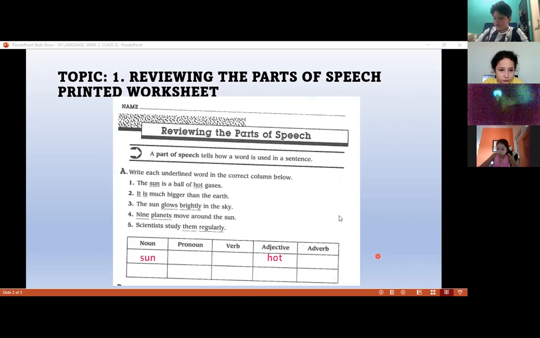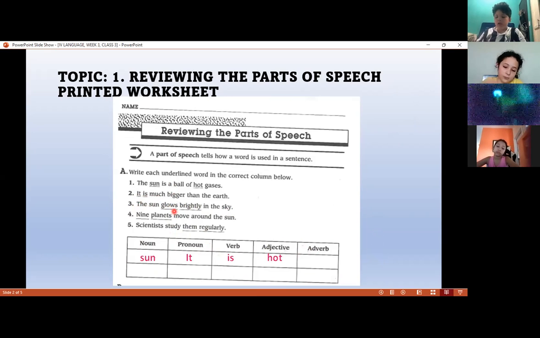Okay, finish. What is number 2? It. Where is it going to be? Pronoun. That's right. It's a pronoun. And is? Verb. It's a verb. That's right. So it is a pronoun and is is a verb. Number 3: the sun glows brightly in the sky.